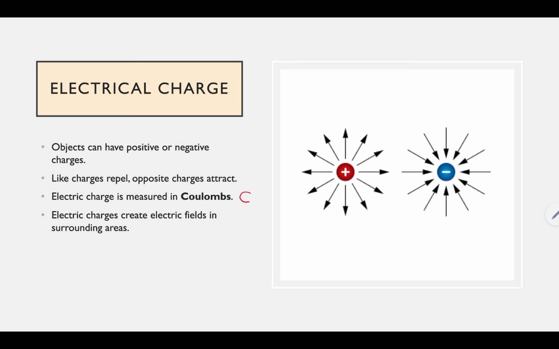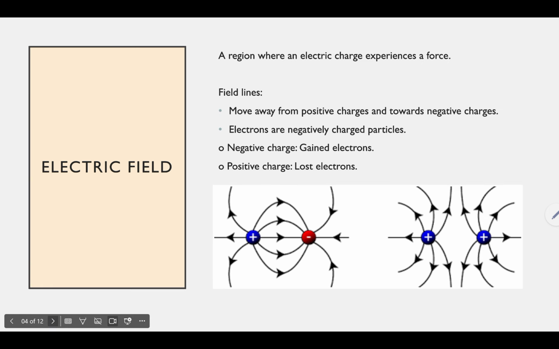Electric charges are what create an electric field in surrounding areas. The region around an electric charge experiences a force, which is known as an electric field. The field lines will always move away from the positive charge and go towards the negative charge. Electrons are negatively charged particles. So the negative charge will gain the electron and the positive charge has lost an electron.